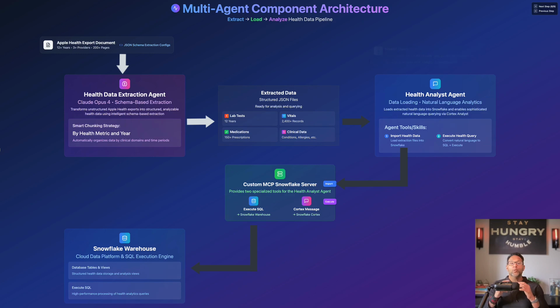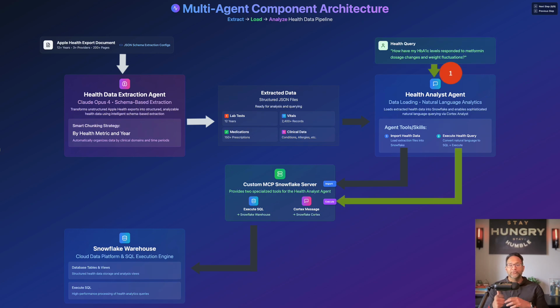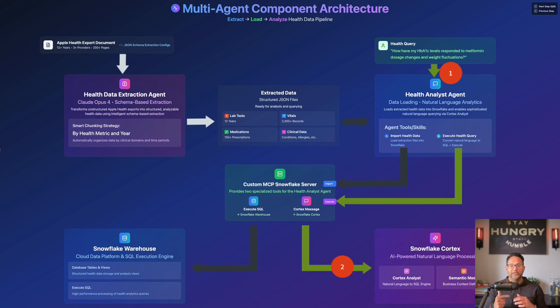Now, when you ask a health question, here's what happens. Number 1, the Health Analyst Agent pre-processes your requests and coordinates calls between different tools. Number 2, it uses Cortex Analyst, Snowflake's own agent that handles natural language to SQL conversion, to convert your question into precise SQL. And number 3, the Health Analyst Agent then takes that SQL, executes the query, and processes the result to generate analysis and rich visualization.